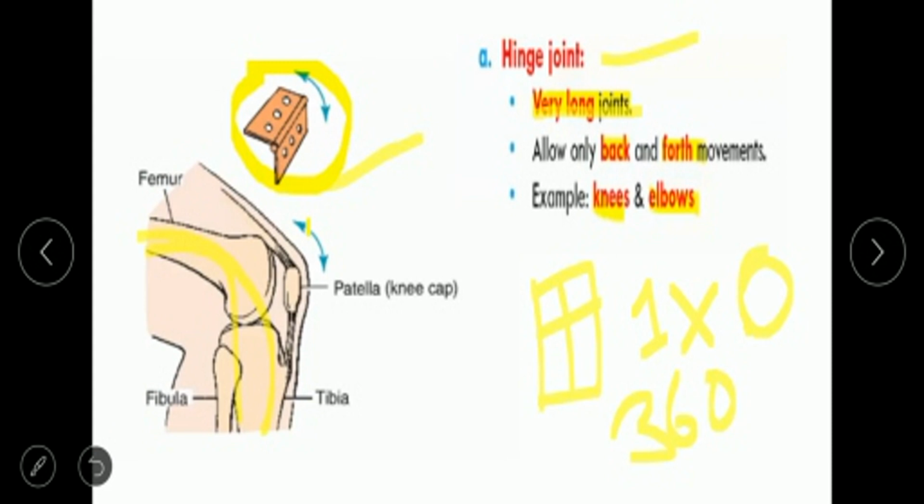This kind of joint is found here, in which your bones are only able to move in one direction. For example, knees and elbows: you can only move your knees and elbows in one direction.